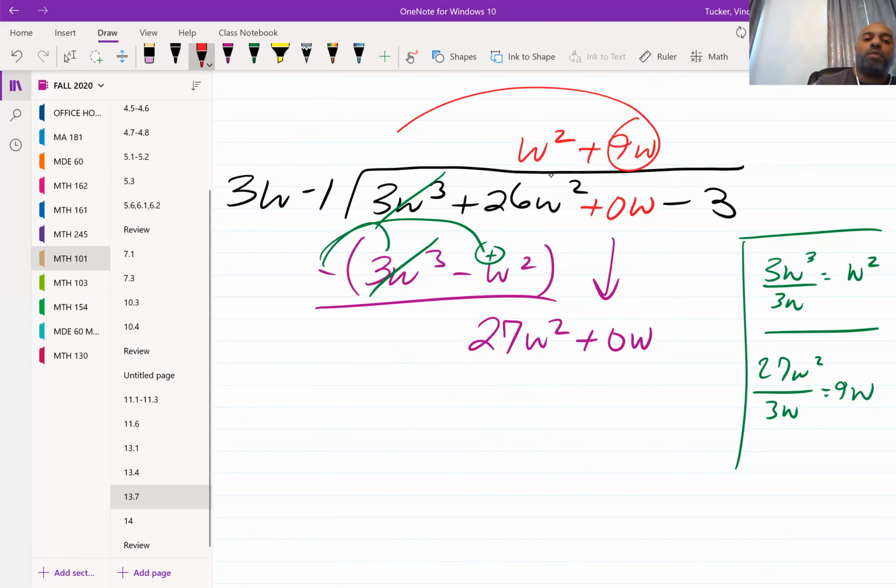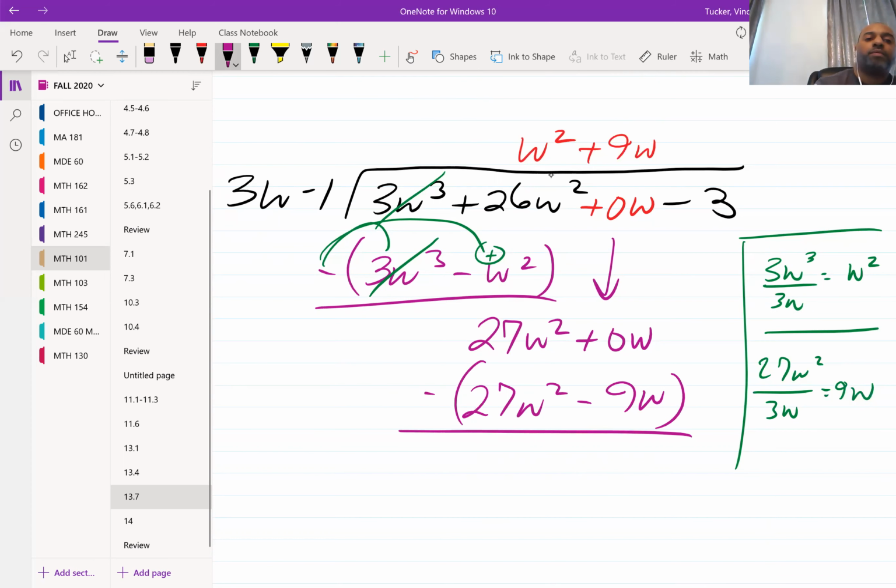Once again, take this, multiply it to both terms out here. 9w times 3w is 27w squared. 9w times -1 is -9w. These cancel. That's going to be a positive sign. Negative for negative turns positive. So that's a positive 9w.